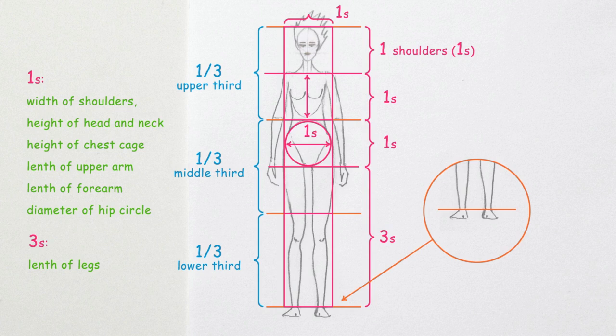We didn't include feet in our framework to have the opportunity to modify them without changing all proportions. For example, we can draw shoes on high heels.